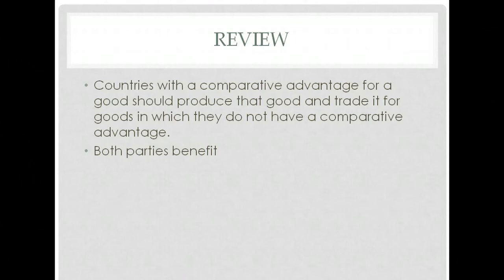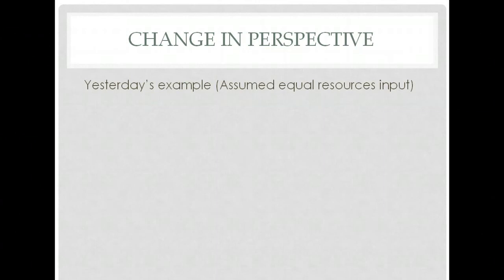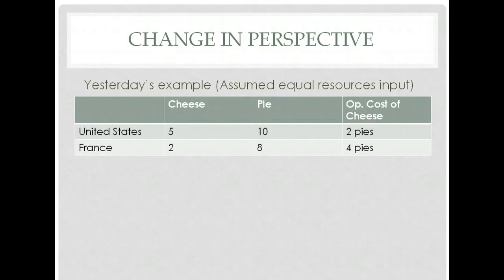And the reason is because each side is trading a good at a cheaper cost or a lower opportunity cost than they could produce on their own. Now, when we did this yesterday, we expressed this problem very simply. You may remember this problem from our last lesson.